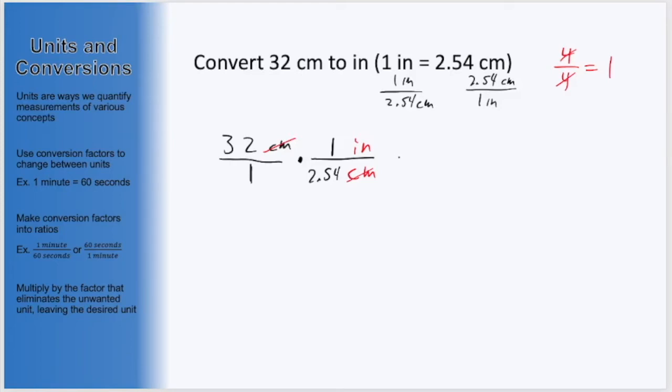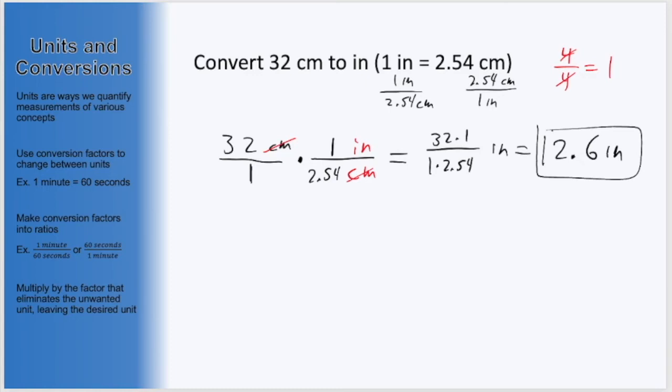From here, we just multiply our fractions like normal. The numerators all multiply together, while the denominators multiply together on the bottom, and we'll be left in units of inches. Doing the multiplication and division, we find that 32 centimeters is equal to 12.6 inches. And that is our answer.